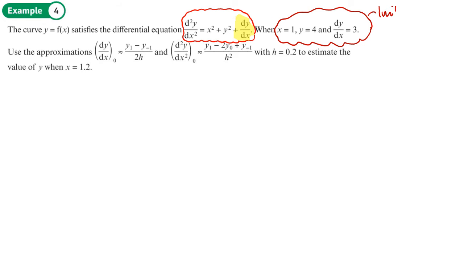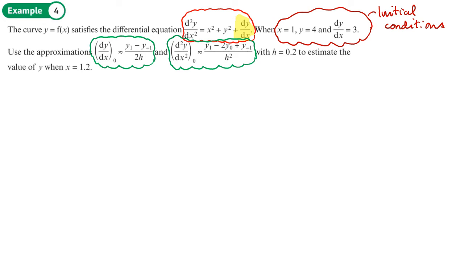The initial conditions. What else do we have? We've got the approximations that they want us to use, so we'll use those. Again, it's just Euler's method. Saves us having to remember what it is. It's easy enough just to substitute into there. With h equals 0.2, so we've got the step size, and we want to estimate the value of y when x equals 1.2.